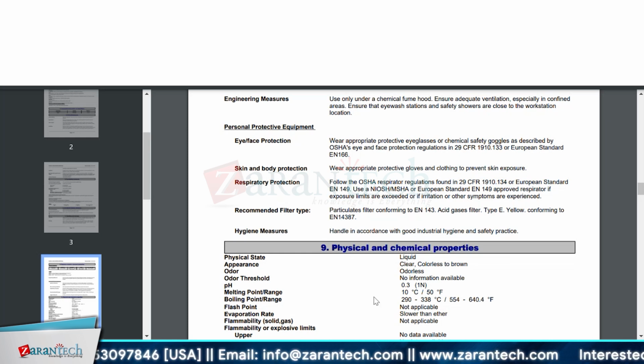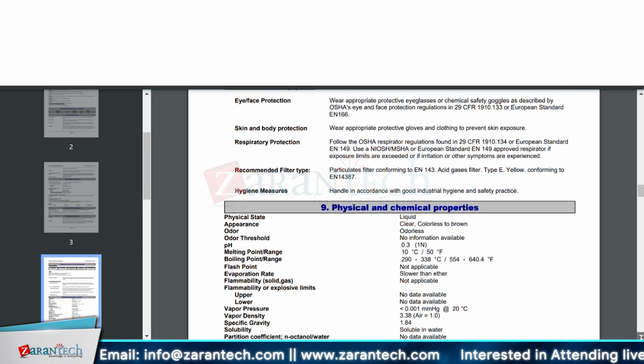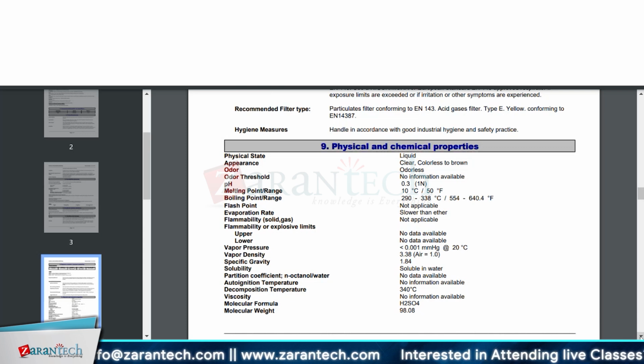Section 9 will have the physical and chemical properties, things like physical state, appearance, odor threshold, pH level, melting point, boiling point, flash point, evaporation rate, flammability, vapor pressure, vapor density, specific gravity, solubility, etc. Clear? Are you guys able to understand this or not? You can tell me openly. It is a different section of the SDS that we need to print, and what each section contains. I think that is what you are explaining, for every section we are going.